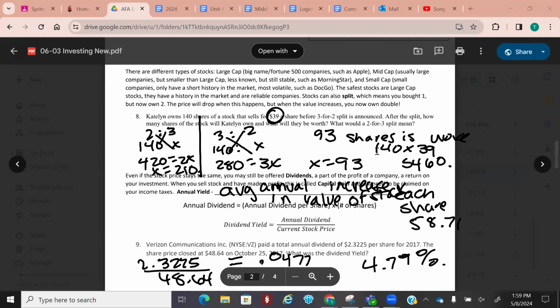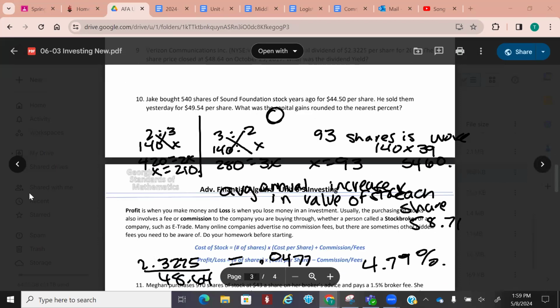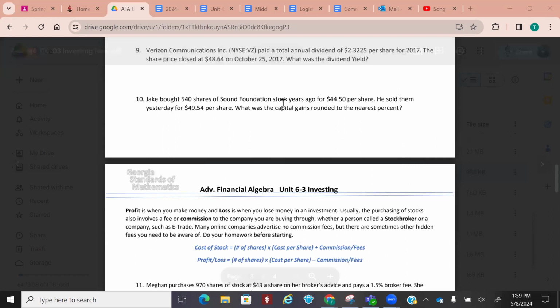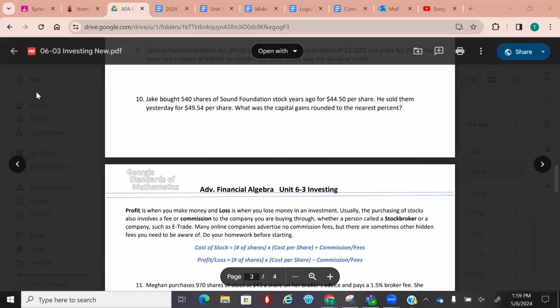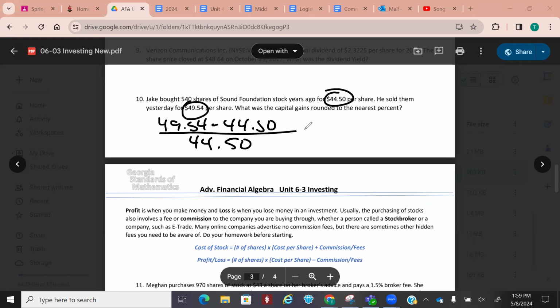Looking at question 10, it says Jake bought 540 shares of Sound Foundation stock years ago for $44.50 per share. He sold them yesterday for $49.54 per share. What was the capital gain? So we're going to take the new and subtract the old, and divide it by the old, and multiply by 100. This formula is kind of familiar from the first unit. Capital gains is just a fancy way of saying percent change. That's why that formula looks familiar from the first semester stuff.